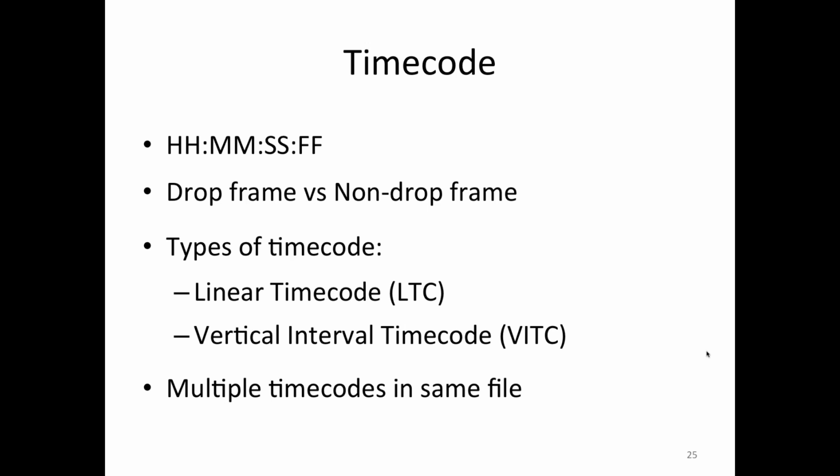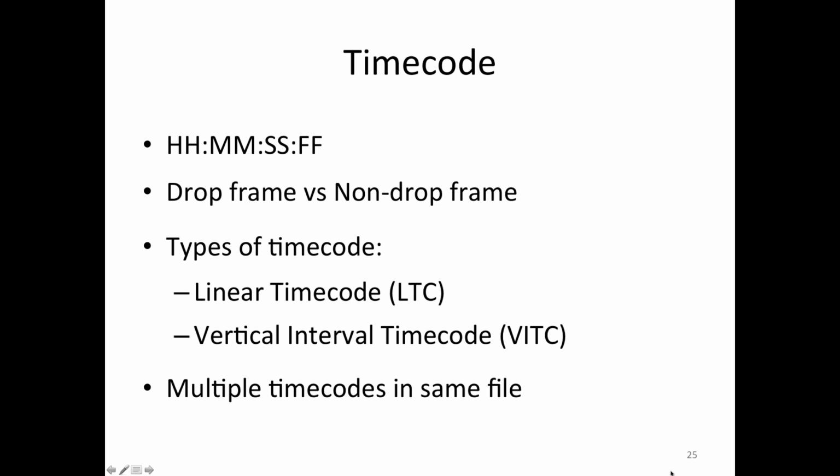Drop frame timecode accounted for the slightly slower frame rate of colored television, which is 29.97 frames per second, and was particularly useful in network television settings where clock time is of the essence. Drop frame timecode skips 2 frames every minute except the 10th minute to correspond with clock time. This drop is only done in the timecode track and does not affect the video stream.